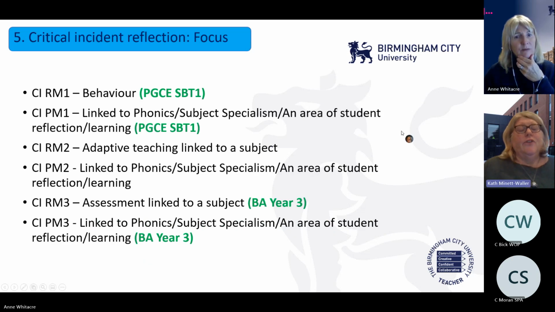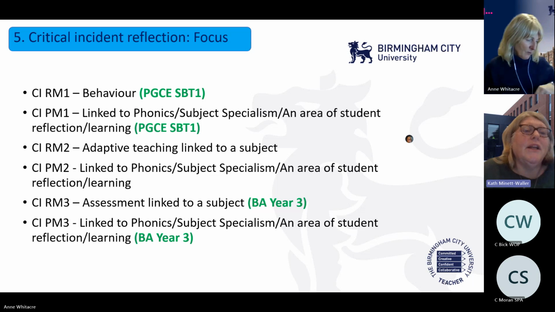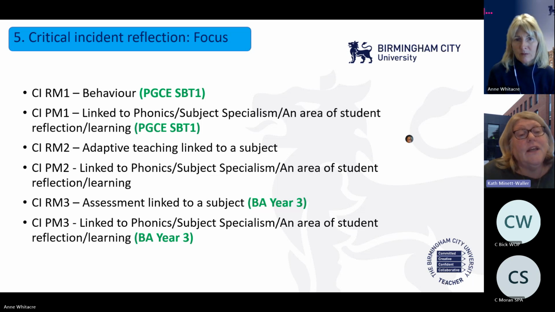And so what we've done is really say that we're looking at different aspects. So it's for the review meeting one. For PGs at the moment, the PGCE school-based training one, their first one would be around behaviour, and then at the end of that school-based training, link to either phonics or a subject specialism or an area of student reflection and learning. And then obviously year 2 or placement 2, adaptive teaching, and again around subject knowledge or subject specialism, and then review meeting and progress meeting 3.